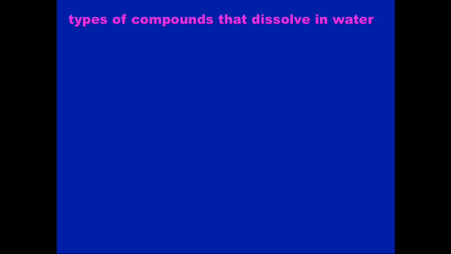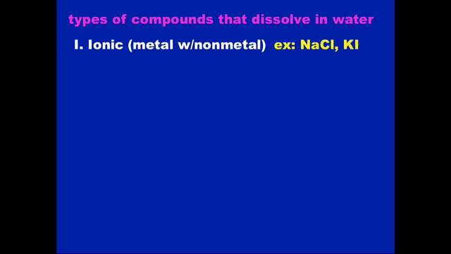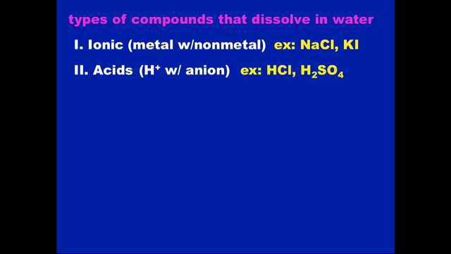So, what types of compounds are going to dissolve in water? We already said water's polar, so it's going to dissolve polar compounds. It's also going to dissolve ionic compounds. Salt was the example we used, and salt is ionic, so it's a metal with a nonmetal. If you see a metal with a nonmetal, that's going to dissolve in water. For example, salt, potassium iodide. Acids, remember, we identify acids as being a hydrogen with an anion. So HCl is hydrochloric acid, H2SO4 is sulfuric acid. They start off with an H.